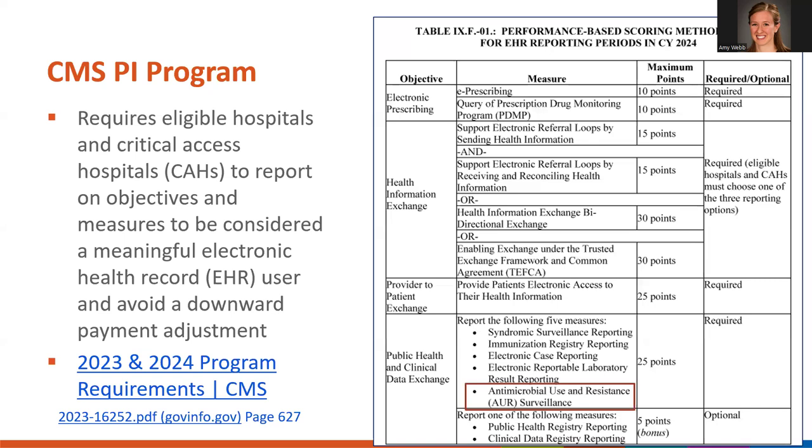You can see here on the screenshot of the slide, I have the list of all the 2024 measures and objectives. In the red box, you can see where AUR reporting fits in the PI program, but there are lots of other data reported in the PI program as well by your facility. I've also posted the link on this slide to get directly to the CMS PI program webpage.